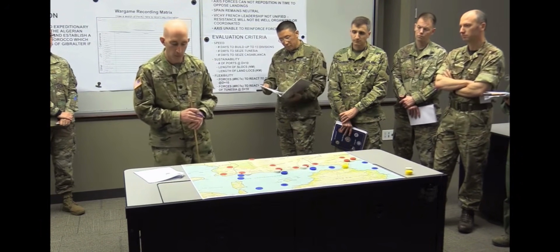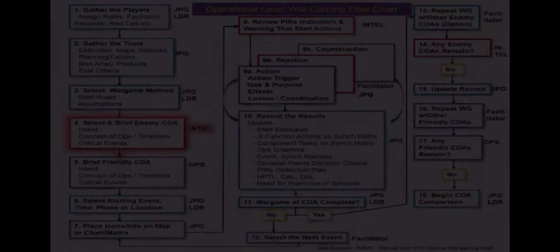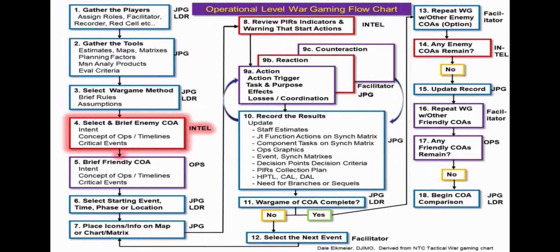I'll be followed by the two who will brief the enemy course of action. In step 4, the intel or red cell representatives set the context by discussing what enemy course of action they will wargame against. Typically, it is the enemy's most likely COA. The other option is the enemy's most dangerous COA. Time permitting, you would wargame against both, and the briefer would cover the entire enemy COA.